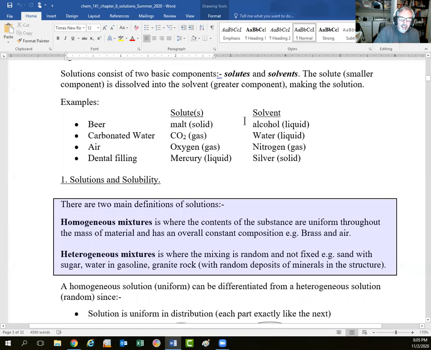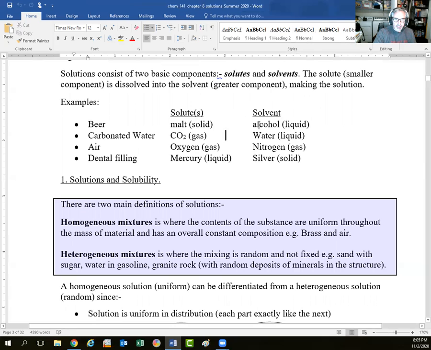So, at the heart of any solution, you've got at least two components. You've got a small bit of one component, what we call the solute, and a large amount of the other component that we call the solvent. And we can take just about any combination of the three states of matter to produce a solution. It could be a small amount of solid and a large amount of liquid, like beer, or a small amount of gas and a large amount of liquid, like a carbonated drink, or small amounts of gases mixed with larger proportions of gases, like air, or it could be liquids mixed into solids. Just about any combination is possible.